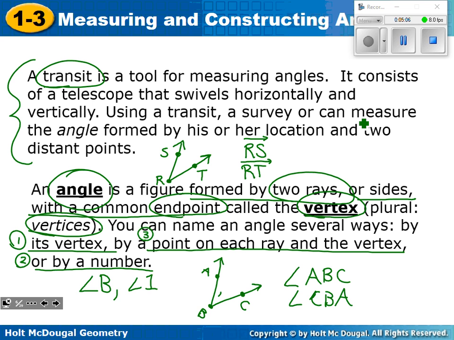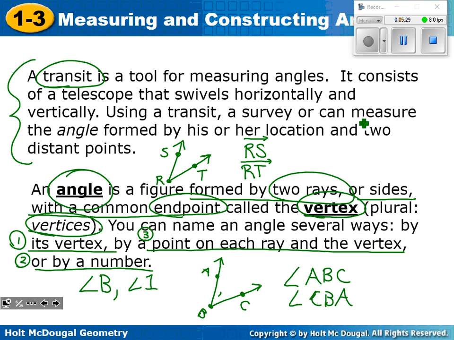How many angles are in this picture? 3. There is an angle here. I'll call it angle 1. There's an angle here. I'll call it angle 2. And then where's the third one? The big one. So if I use my vertex, and let's say that this is R, and this is S, T, and U. If I say angle R, do you have any idea which of the 3 angles I'm talking about?